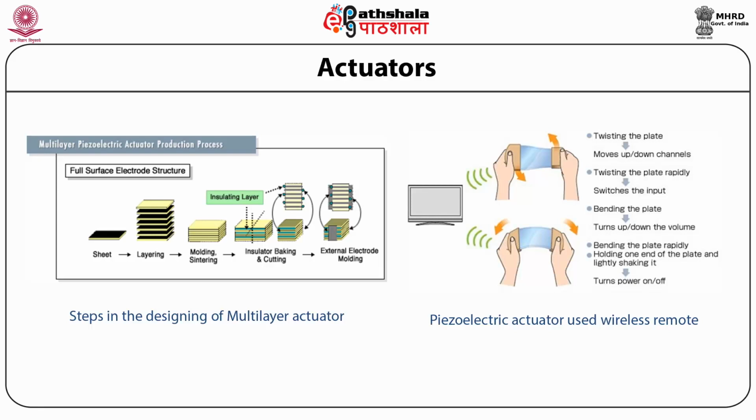Now, another example of a piezoelectric actuator is used in a wireless remote, where it is clear from this picture that we twist the plate to move the channels up and down. Twisting the plate rapidly switches the input, and bending the plate turns the volume up and down. Bending the plate rapidly, holding one end of the plate and lightly shaking it, turns the power on and off. So these are examples of piezoelectric actuators.